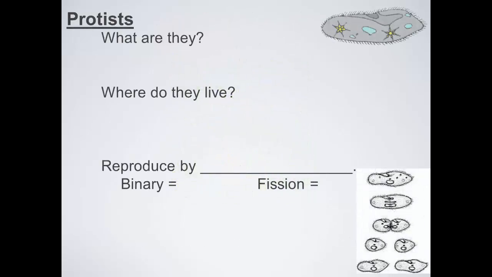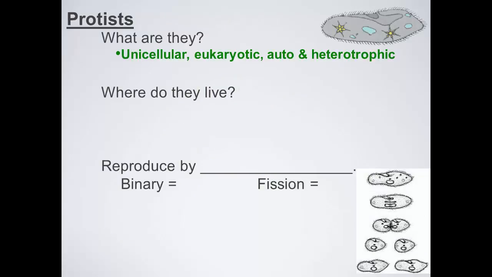So you guys just told me in our question today, protists are unicellular. So they're all single cell. They're eukaryotic. So we know inside of their cells they have a nucleus. They have other organelles. They're complex cells. Some are autotrophic. Some are heterotrophic. And some can be both.